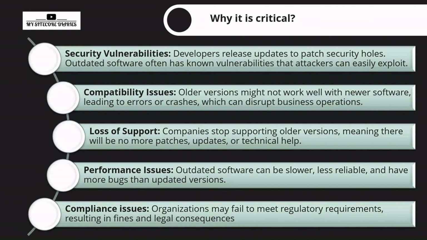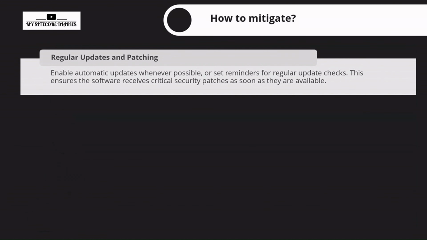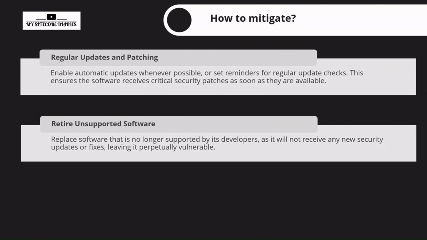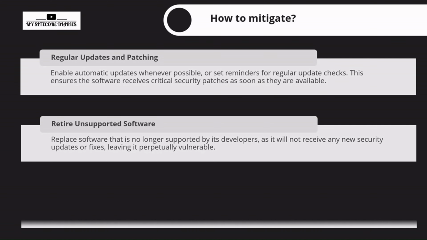So let's see how to mitigate this risk. Regular updates and patching, obviously. If you have an old version of software, then you have to regularly update it and apply the patches. Enable automatic updates wherever possible, or set reminders for regular update checks, and this ensures that software receives critical security patches as soon as they are available. Retire unsupported software. Replace software that is no longer supported by its developer, as it will not receive any security updates or fixes, leaving it perpetually vulnerable.